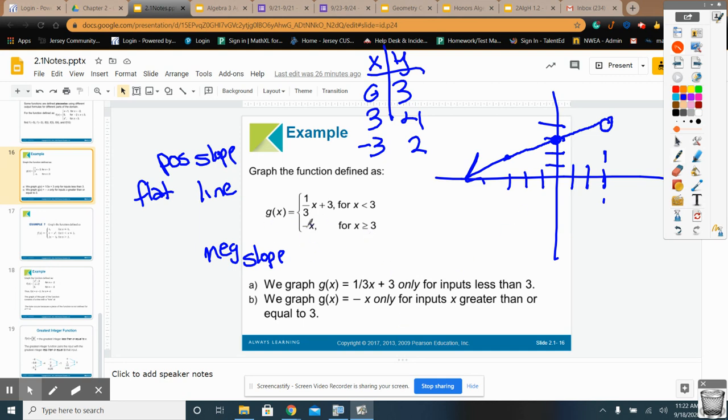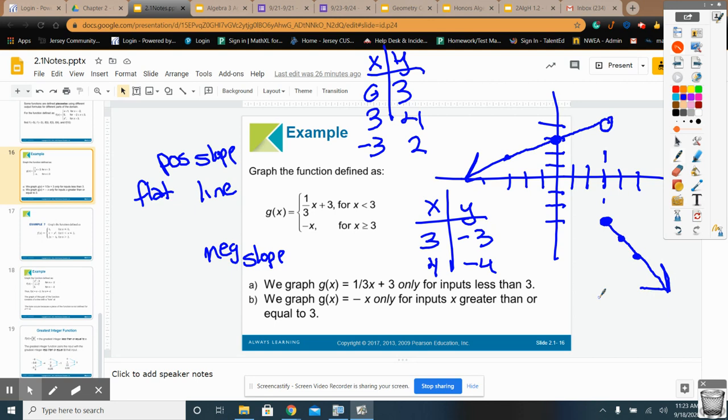Now I'm looking for a negative slope line, and I'm picking values greater than or equal to 3. So if I pick 3, I get -3 as my answer, and this one does get the solid dot. If I pick 4, I get -4 as my answer, and there goes that line. If I pick 5, I'll get -5. This one is going down. That is my piecewise function.